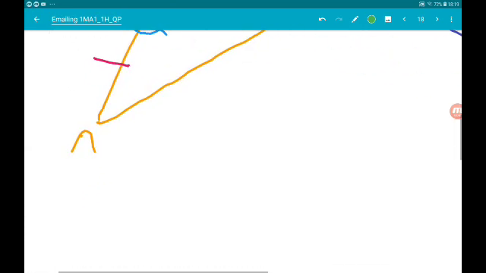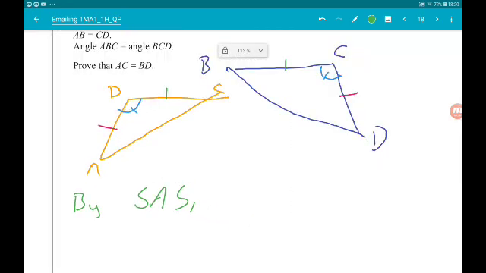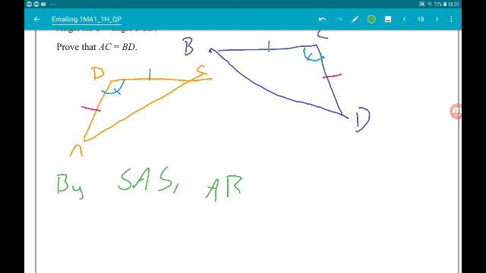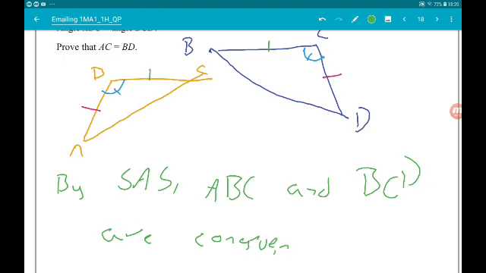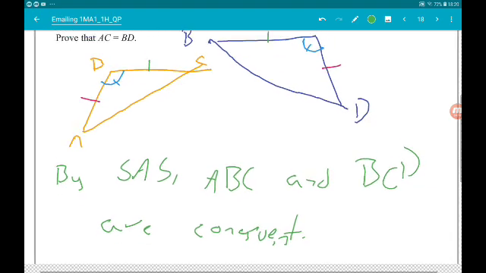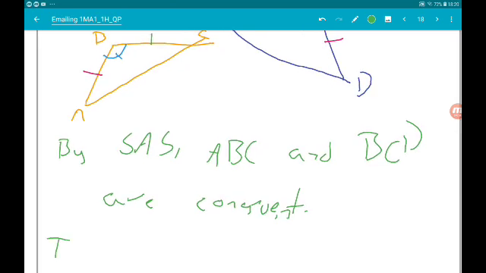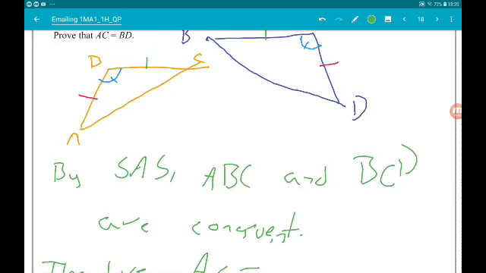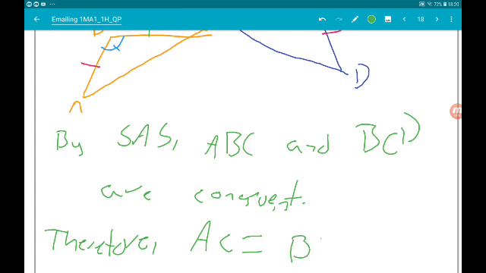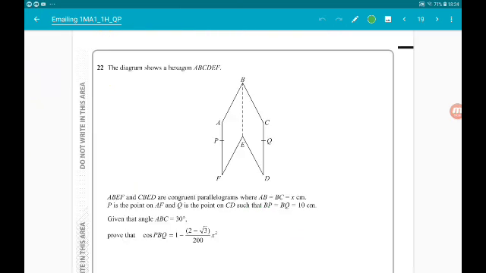So by side angle side, ABC and BCD are congruent. Therefore, AC does indeed equal BD. Cool. Okay, number 22, final question. Oh, I've missed this question.